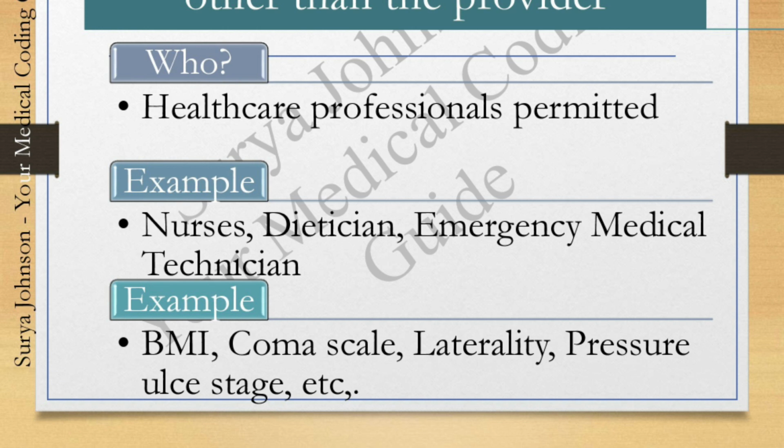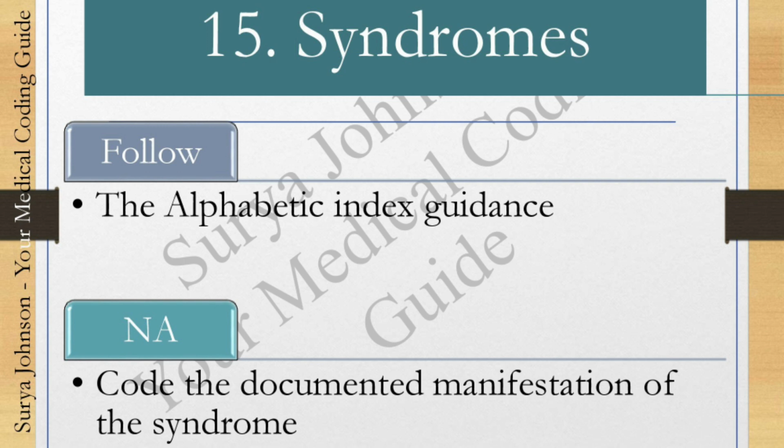and you can very well code these diagnoses if there is a diagnosis code. So now the 15th one is syndromes. While coding syndromes, you should follow the alphabetic index guidance. If the alphabetic index has a diagnosis for a syndrome, then you'll go ahead and code that one for the syndrome-related conditions. If there is no alphabetic index guideline, like the doctor has documented a syndrome, but there is no diagnosis directing to that in the alphabetic index, then you'll code all the documented manifestations of the syndrome, whatever manifestations are recorded in the documentation. You'll code all those things separately.